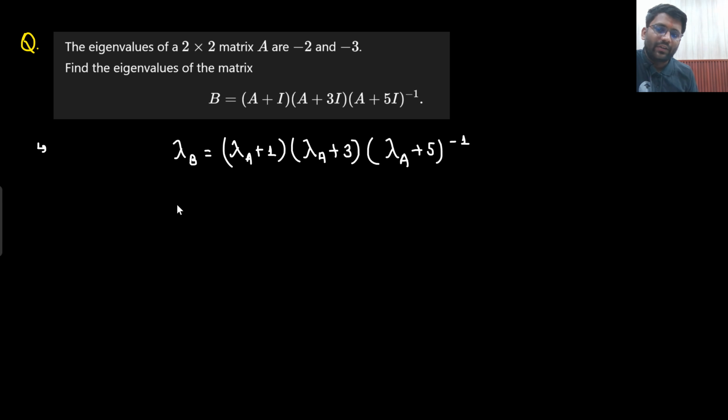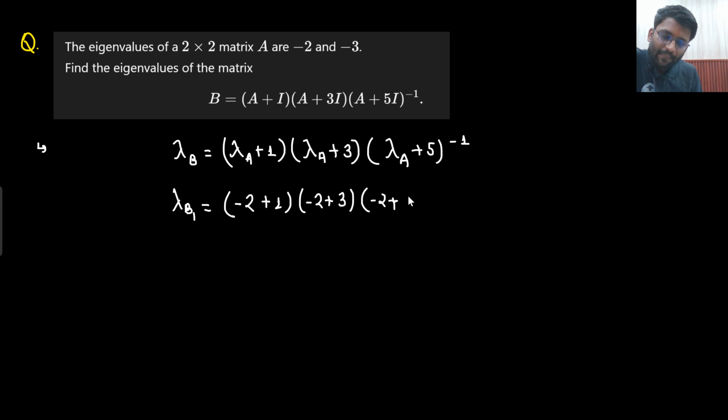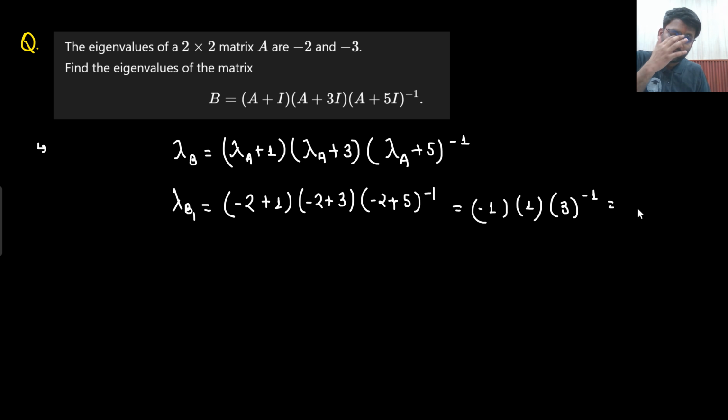So we just need to find out the eigenvalues. So what will be the first eigenvalue? Let's find it corresponding to -2. I am finding corresponding to -2. So what answer am I getting? This will be -1. This will be +1. This will be +3 inverse. So what is the answer? -1/3.